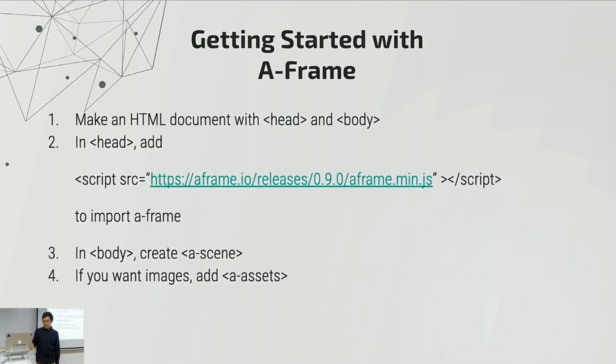Yep. So first I'll show you how to get started with A-Frame. First you make an HTML document with the head and the body. Then in the head you add this script so that you can import A-Frame. And then in the body you create an a-scene to actually render what you want to do. If you want to add images, within the body you can add assets.